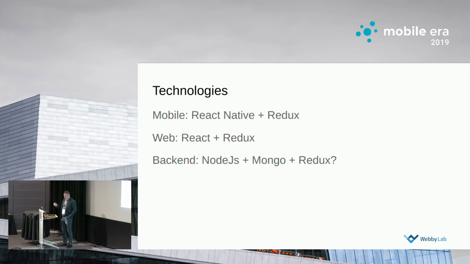Okay. In our company, we use a lot of JavaScript, and in this case, everything is in JavaScript. We use React Native for mobile, React.js for web, and Node.js for backend. And from time to time it happens that you can reuse your business logic in mobile and web, because you have React and Redux on both sides. But for backend, it's unusual to use Redux, but we decided that it could be a good idea, and I will explain why a little bit later.